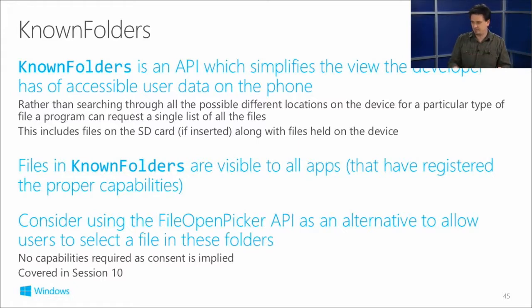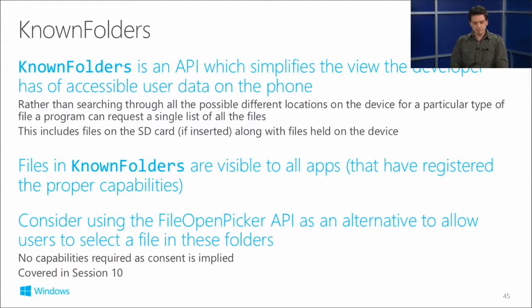And the neat thing about known folders is that it will access known folders on your default device as well as the SD card. So you could put an SD card in with a bunch of music files, and it can automatically be known by the known folders and included in that. When you take the SD card out, it just gives you back all the available data.